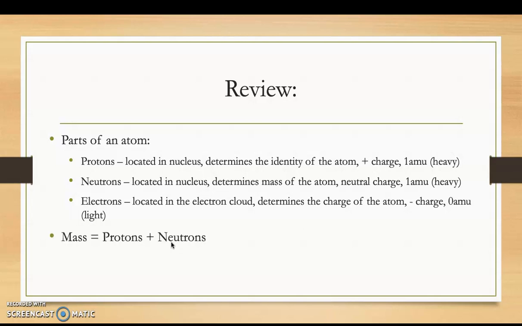Mass of an atom is determined by adding the protons and the neutrons, so the number of protons and the number of neutrons together equals the mass of our atom.